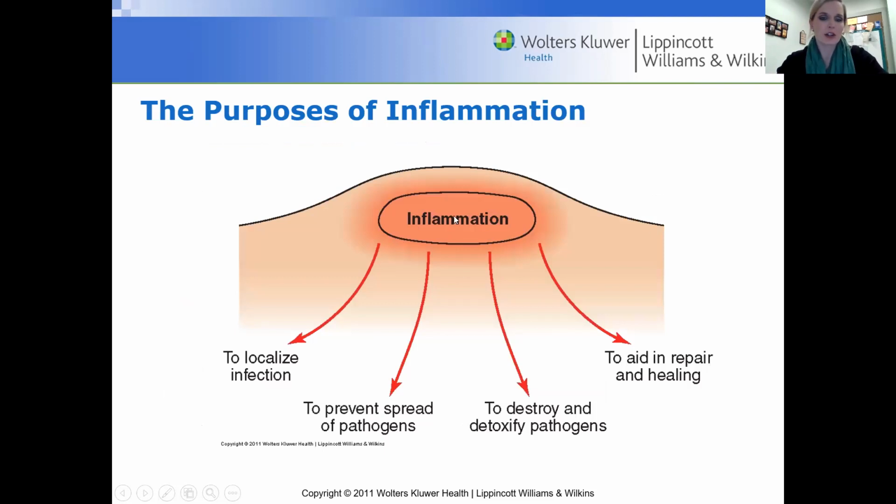So here again are our symptoms, and again, that we see kind of visually here, that swelling, we see some redness, heat, and pain. And again, the purpose is to localize and prevent the spread of pathogens, help destroy and detoxify those pathogens, and then repair.